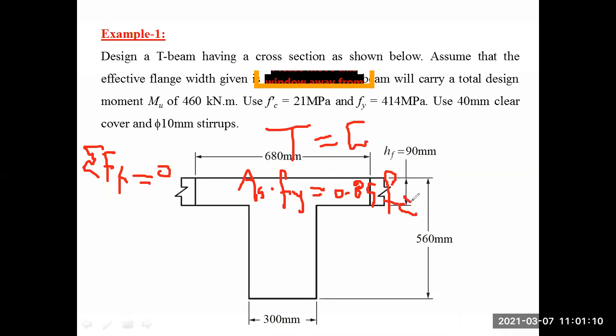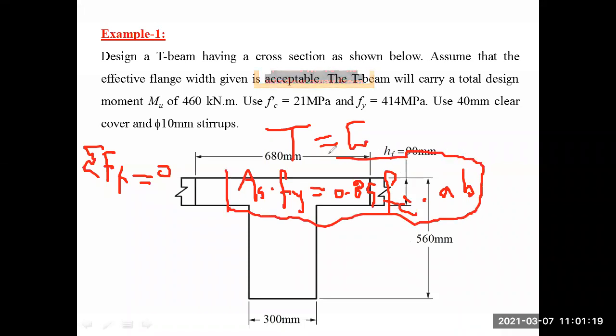0.85 f sub c prime times what? Times A times B. So this is one of the most important equations that we need for analysis and we need it for design as well. So we don't need to memorize equations.